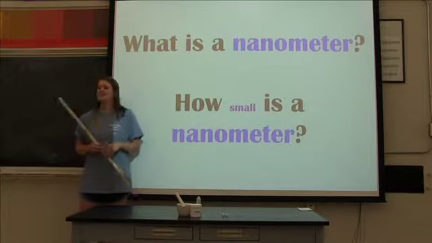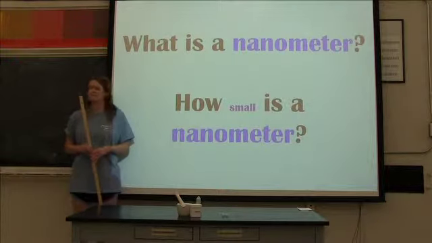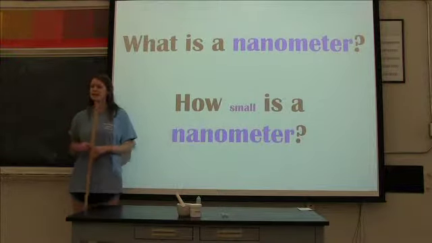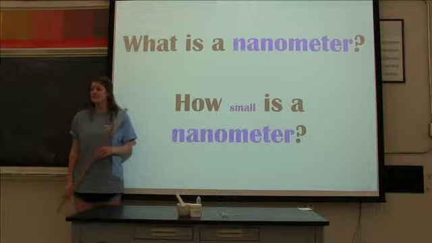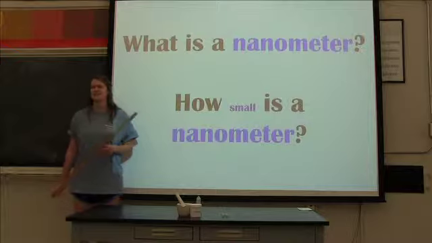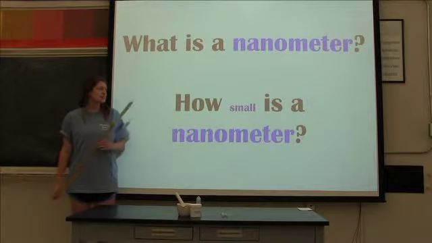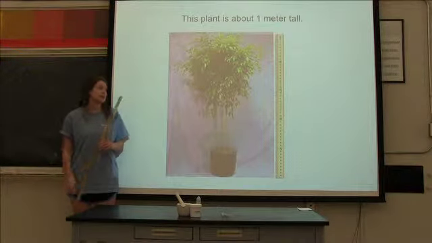What is a nanometer? A unit of measurement. Right, it's a unit of measurement. Do you know how small a nanometer is? Really small. It's really small, right? So let's see how small a nanometer is.